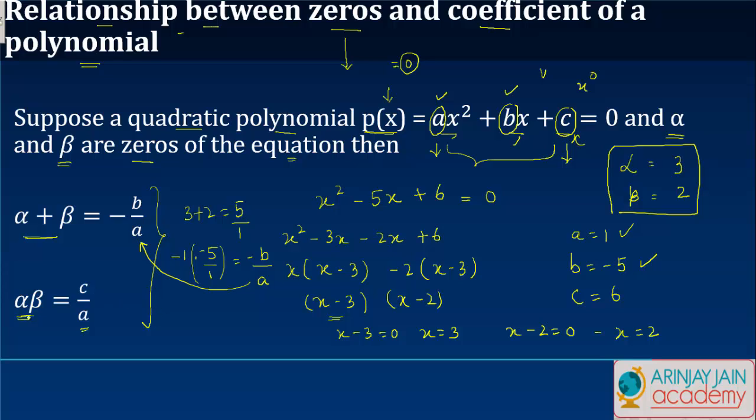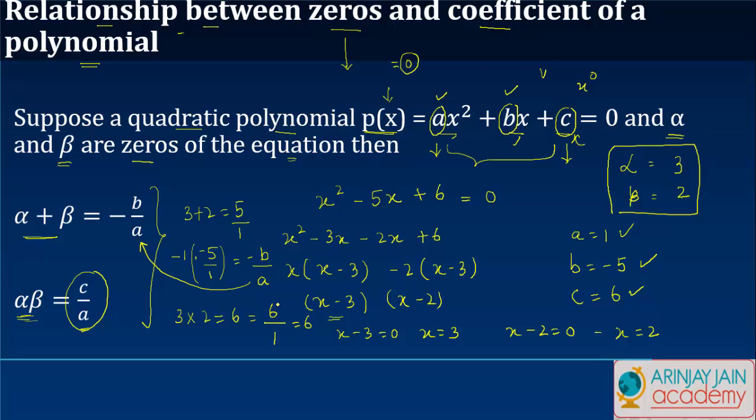How about the second one? Alpha times beta: alpha is 3 into beta is 2, which is equal to 6. Now can I say that this is equal to c upon a? What is my value of c? c is 6, a is 1. Which means that this also holds good.